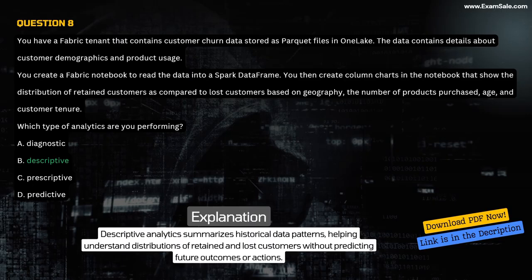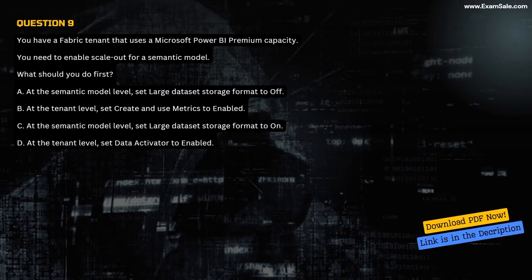Question 9. You have a Fabric tenant that uses a Microsoft Power BI Premium capacity. You need to enable scale-out for a semantic model. What should you do first?